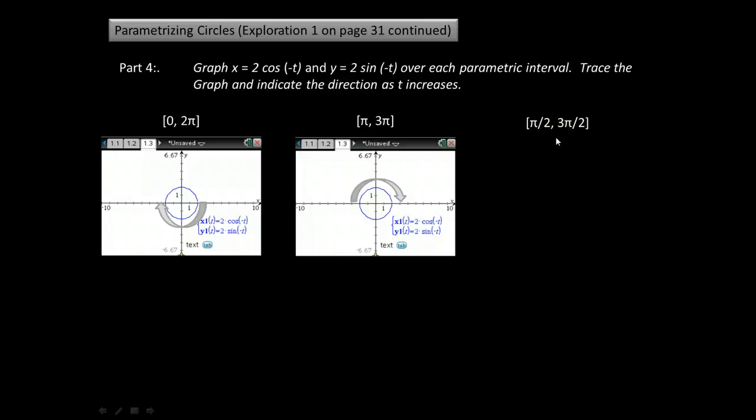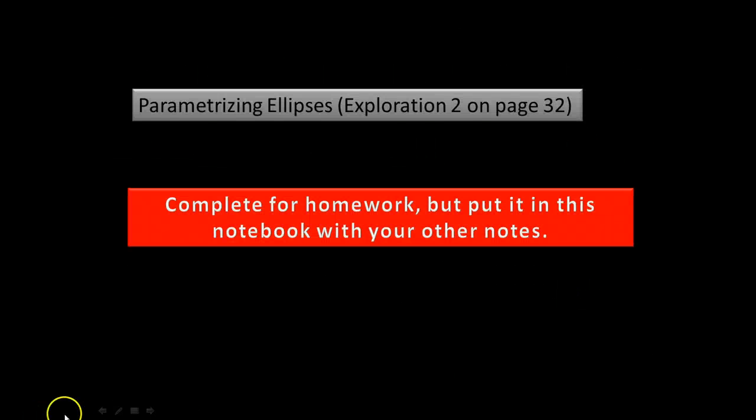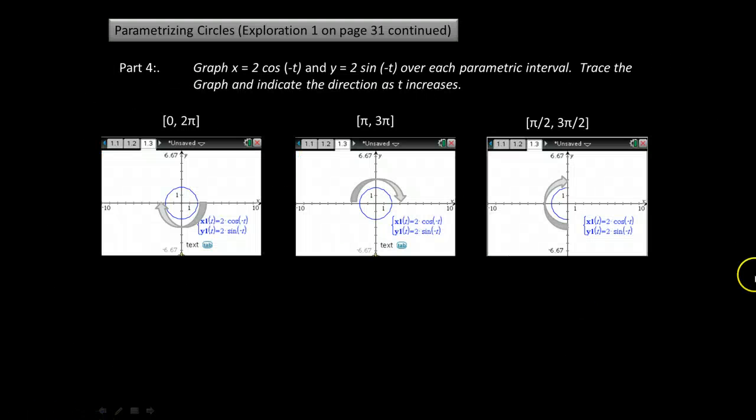All right, and our last one here, our t interval of pi over 2 to 3 pi over 2. Half of a circle, because our interval length is only pi, half of the period of sine and cosine. And then our direction, if we were to trace, you would see here is where our initial point would be, and our direction is going this way, it's going clockwise.